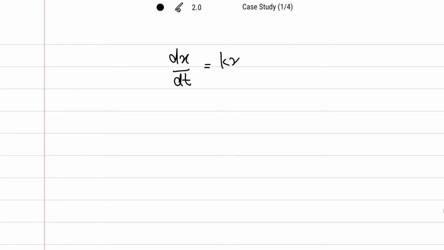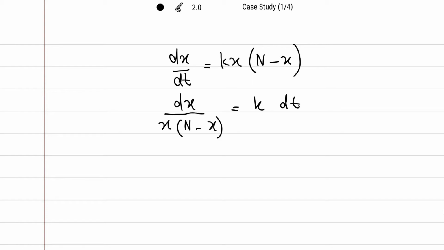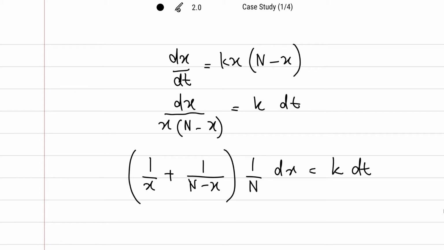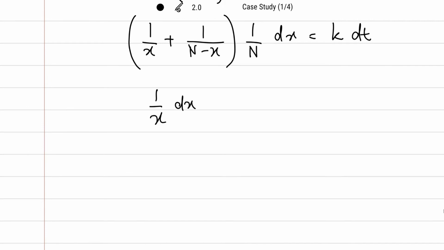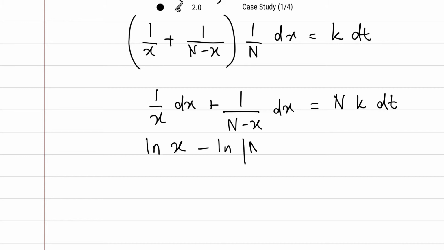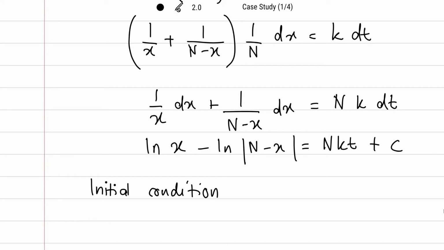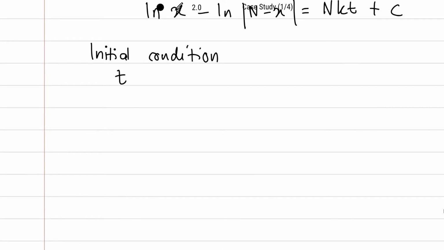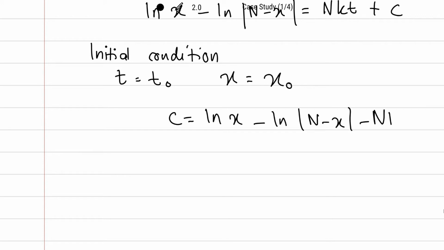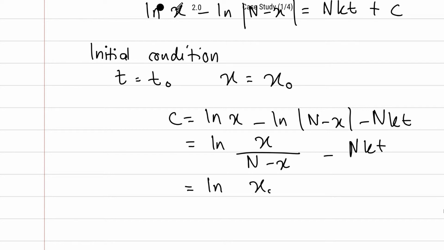Now we will solve this model. Since this is a separable variable equation, we can separate the variables. To solve for the constant, we must consider the initial condition where t equals t0 and x equals x0. So substitute these values into the equation and then we can get the value for c.